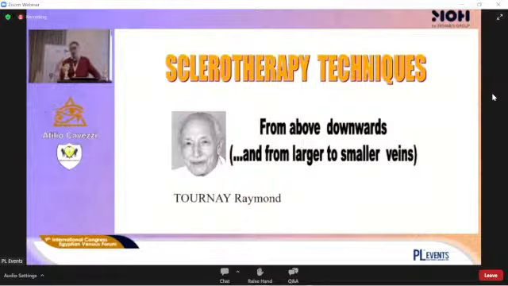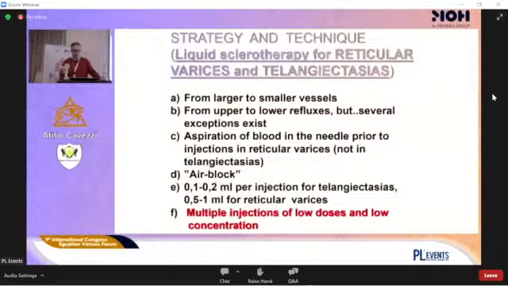These are two basic rules with some alternatives. When we speak about minor varicosities, reticular varices and telangiectasias, we mostly use, and should use, liquid drug. We should start from larger to smaller, from upper to lower refluxes. Whenever we inject the reticular varices, we should aspirate blood before injecting. That means we are in the vein.